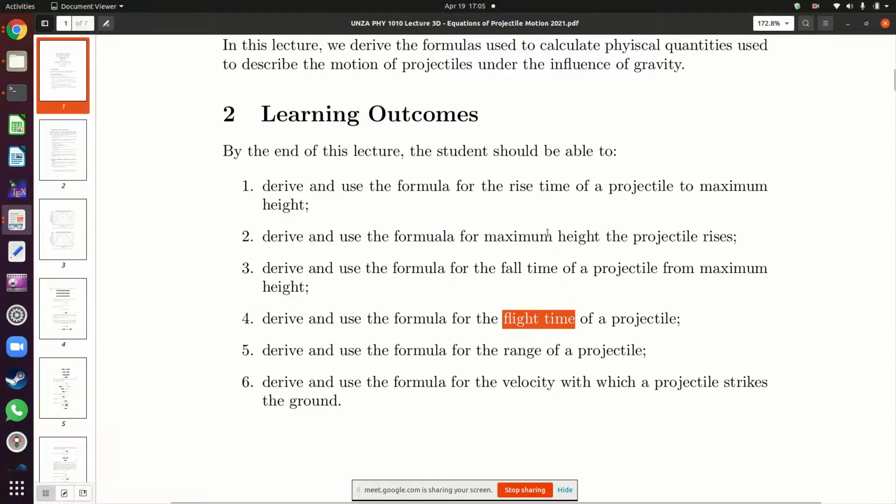So basically these are the objectives. We want a formula for rise time. We want a formula for maximum height. We want a formula for fall time. We also want a formula for flight time. Then we want a formula for range for a projectile, and we want to find out the velocity with which the projectile is actually going to strike the ground.